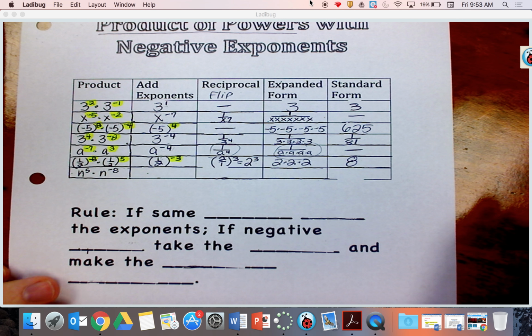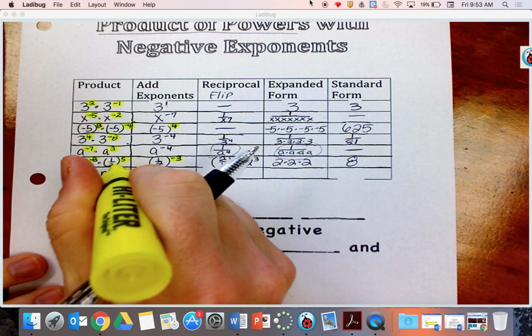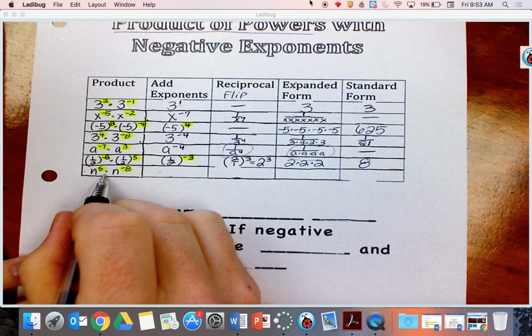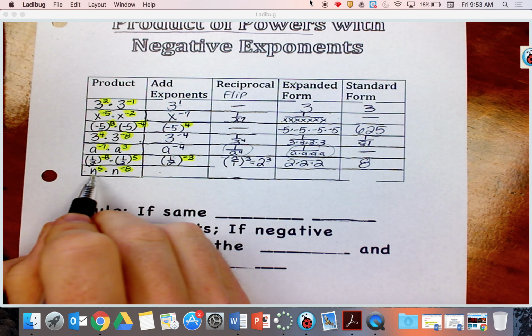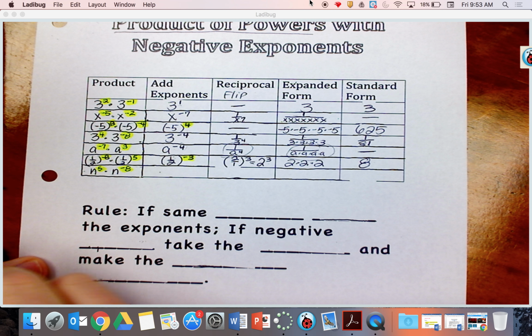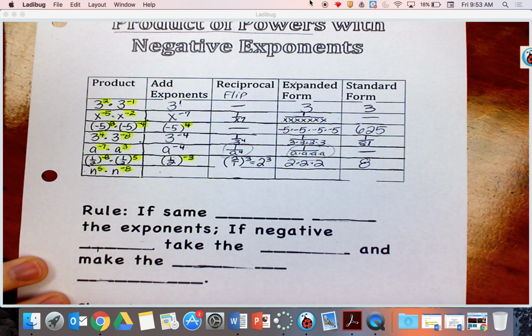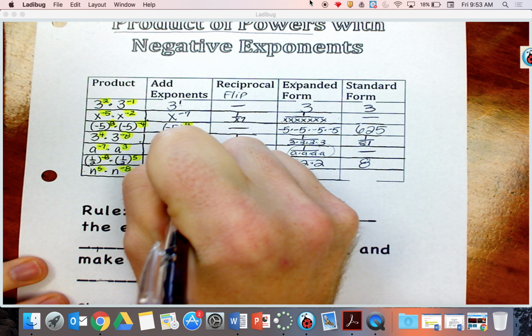Okay? Last little example, the same thing. I find my exponents. These are n to the 5th power times n to the negative 8th power. These are variables. I don't know what they are, but I can still do the rule by adding my exponents. So 5 plus a negative 8. When I do 5 plus a negative 8, it tells me n to the negative 3rd power.